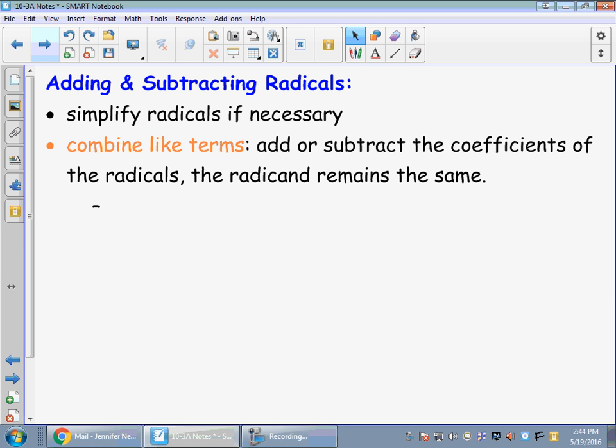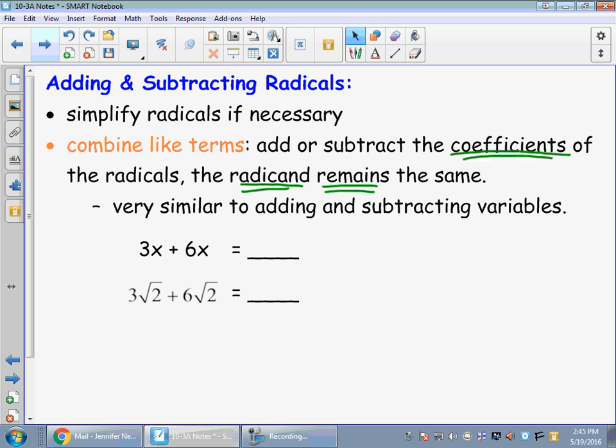You're going to add or subtract the coefficients of the radicals. The radicand remains the same. You are only going to add or subtract the number out in front. Remember, these ugly radicals, the square root of 3 is just an ugly decimal. So you're just saying how many ugly decimals you have. I like to think of it the way we did variables. I like to just relate to that. Very similar to adding and subtracting variables.